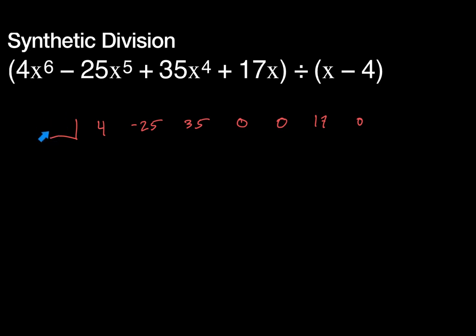Here, I write the root. What makes this 0? 4. If I put 4 in right there, 4 minus 4 is 0, so my root, or my 0, is 4. Procedurally, bring the first item down. And that's always the first step. 4 times 4 is 16. And I add.